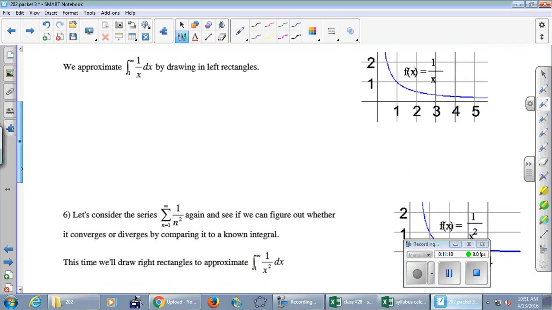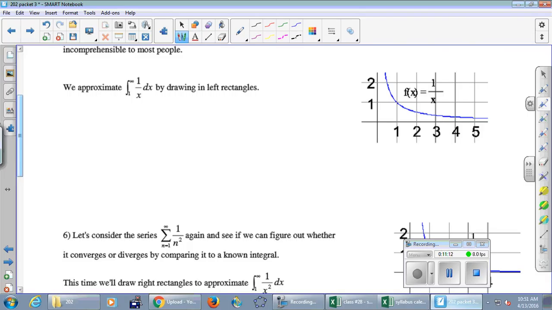So here we go. Here's the graph of f of x equals 1 over x. Remember, we're thinking about the series 1 over n. The only difference is it's become an x instead of an n. We're going to draw some left rectangles on this picture as if I were going to approximate the area underneath the curve between 1 and infinity.